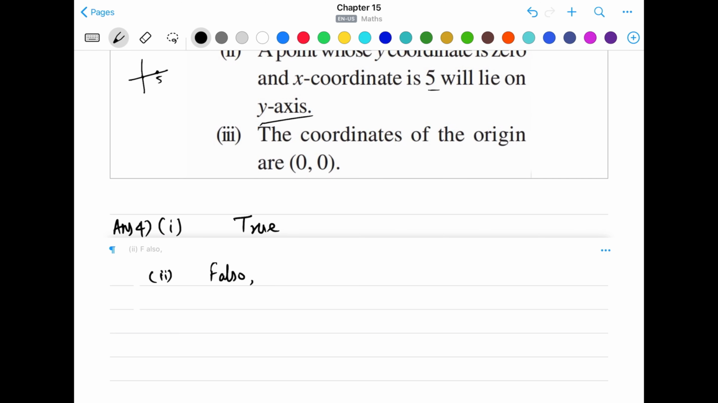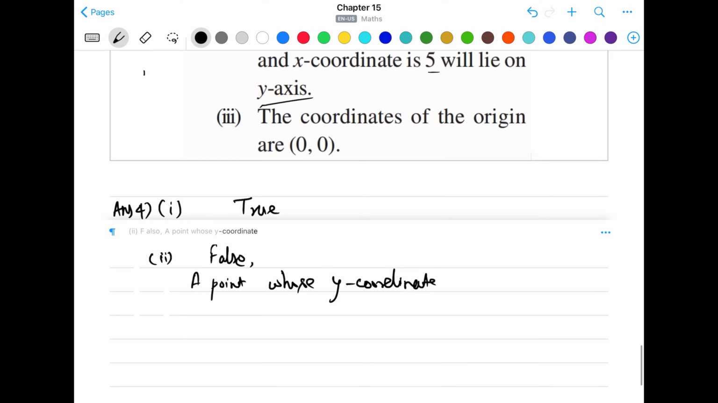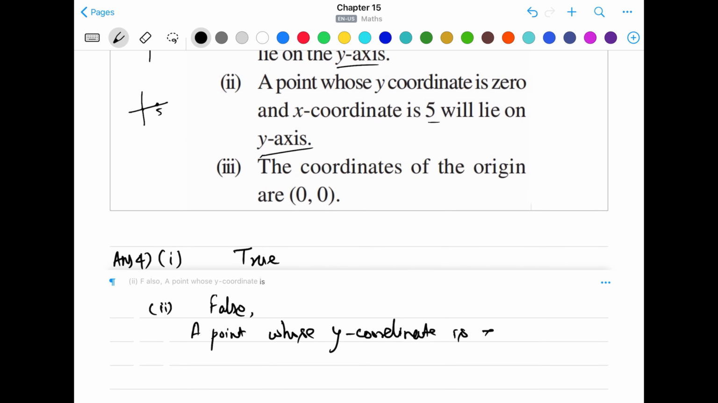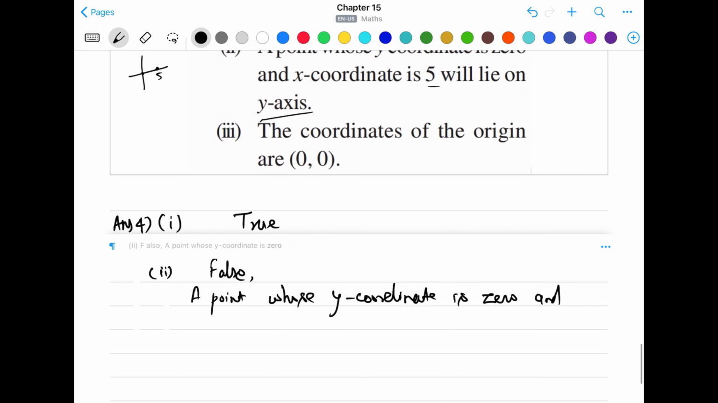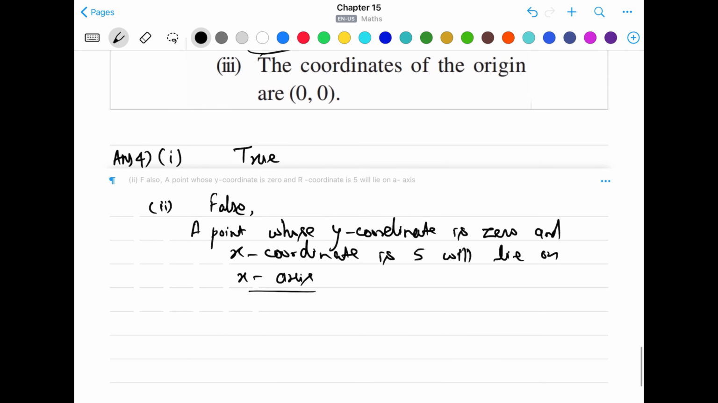So the correct statement for this one is: a point whose y coordinate is 0 and x coordinate is 5 will lie on the x-axis. At the place of this y-axis we need to replace it by x-axis.